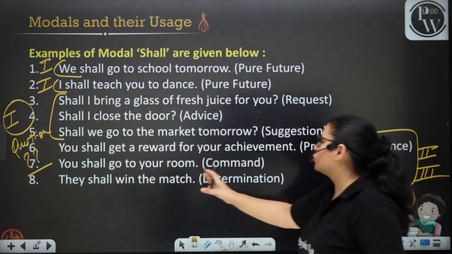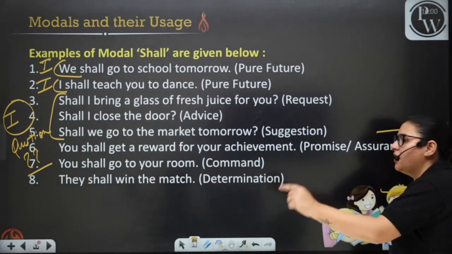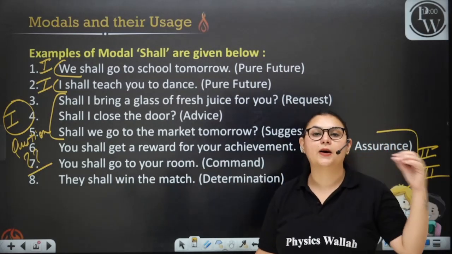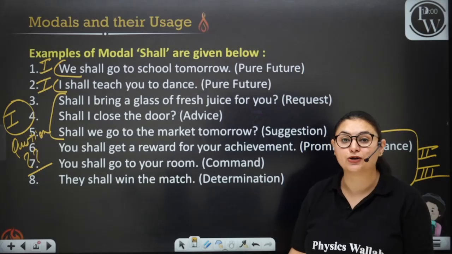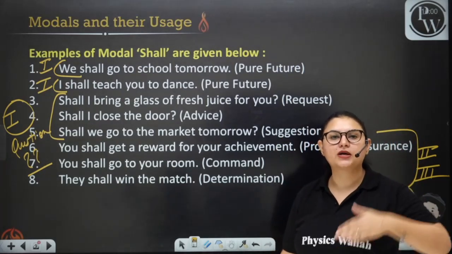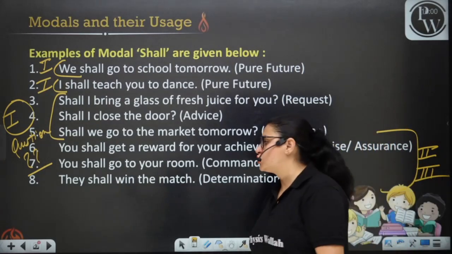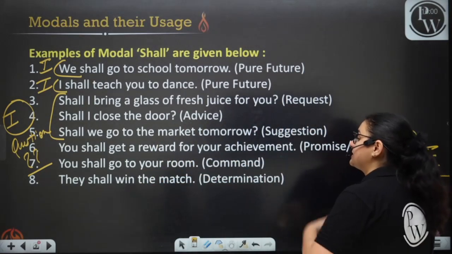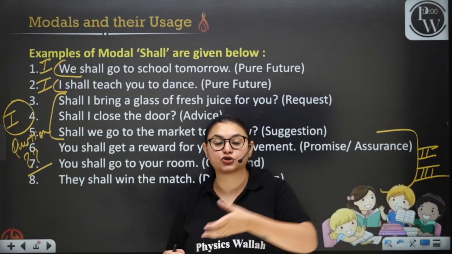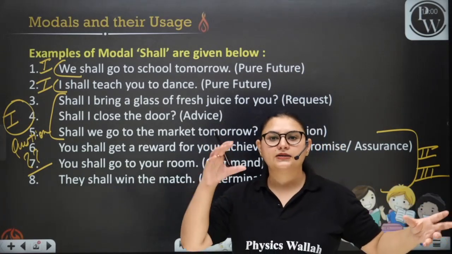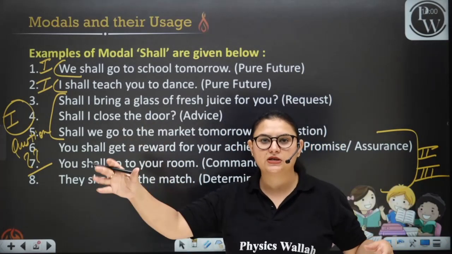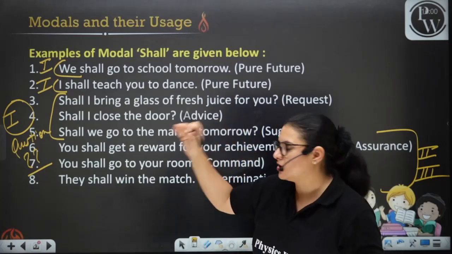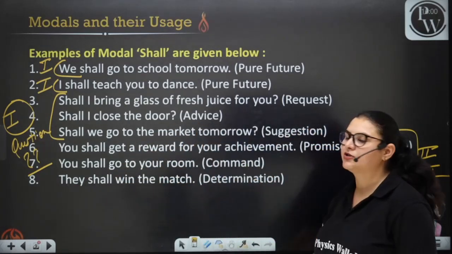You shall go to your room. This is a command. You're commanding someone to go to his room. They shall win the match. This is sheer determination. When we are determined that the third person is going to do something, he is going to achieve something, this is your determination. They shall win the match.